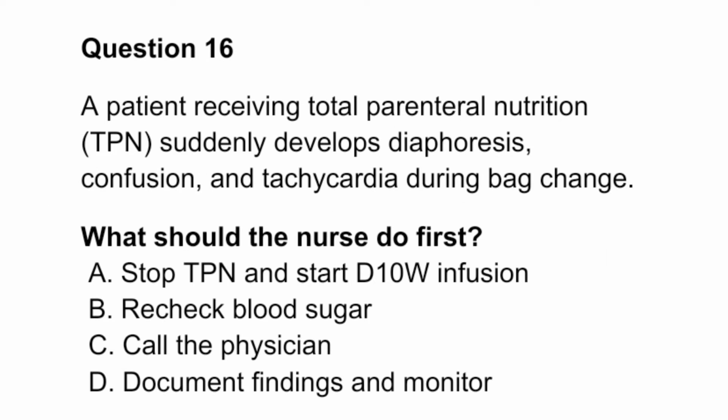Question 16. A patient receiving total parenteral nutrition, TPN, suddenly develops diaphoresis, confusion, and tachycardia during bag change. What should the nurse do first? A. Stop TPN and start D10W infusion. B. Recheck blood sugar. C. Call the physician. D. Document findings and monitor.